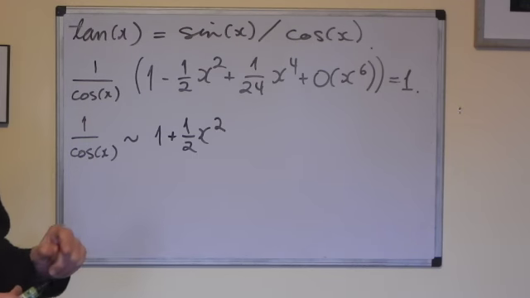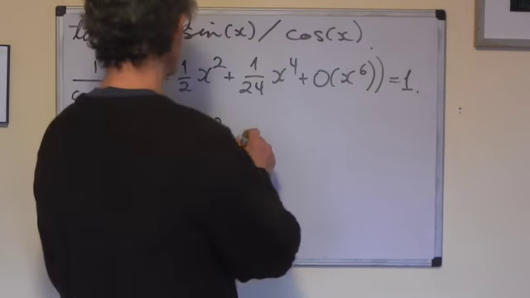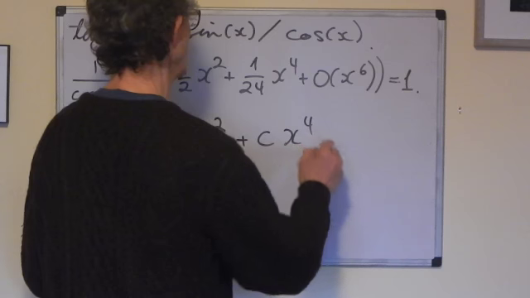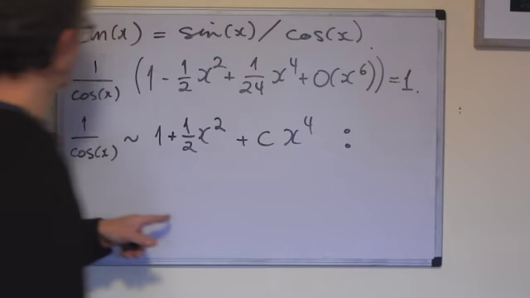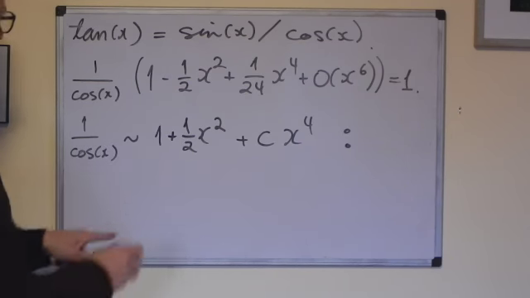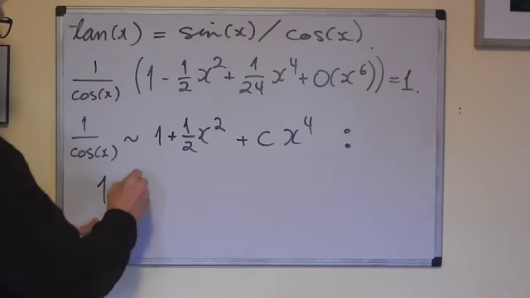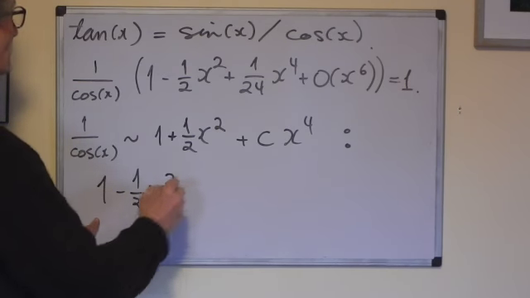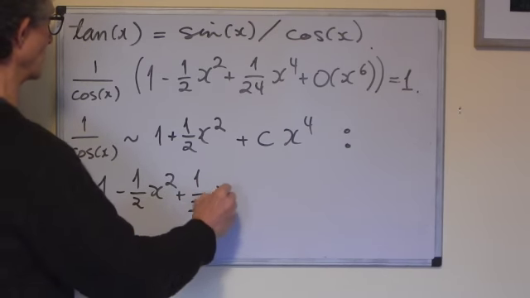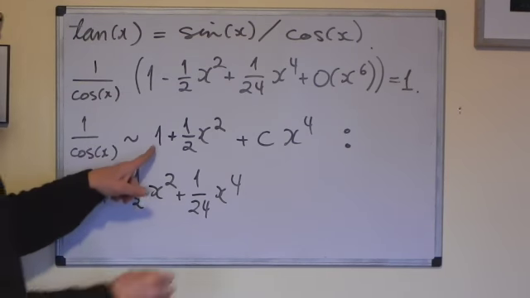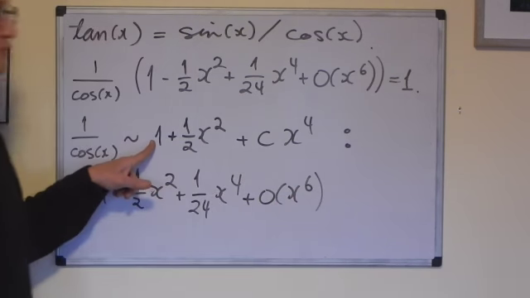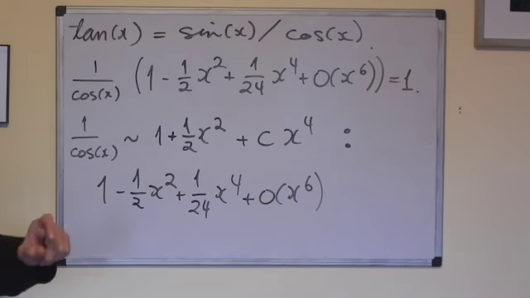Now the question is, what's next? And it's not so easy to guess. So let's call this constant c times x to the 4th. And then let's calculate what we have when we multiply this by the polynomial for cosine. We get 1 times 1, which is 1. 1 times minus 1/2 x squared, which is minus 1/2 x squared. 1 times 1 over 24 x to the 4th, and then something times x to the 6th. So that was multiplying 1 by the polynomial for cosine.